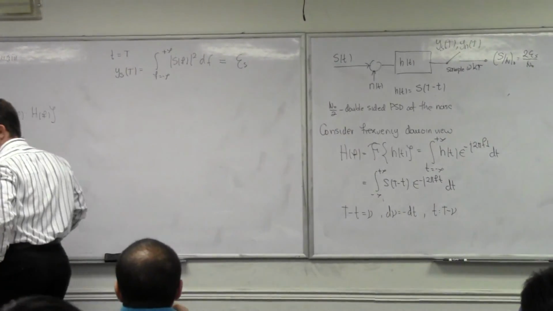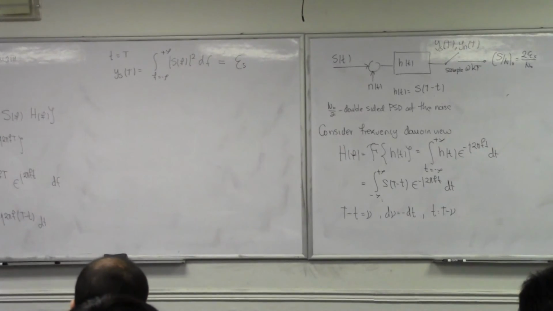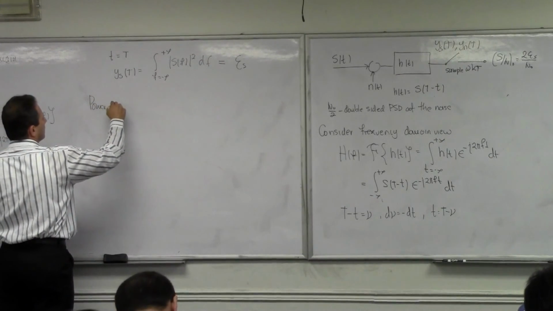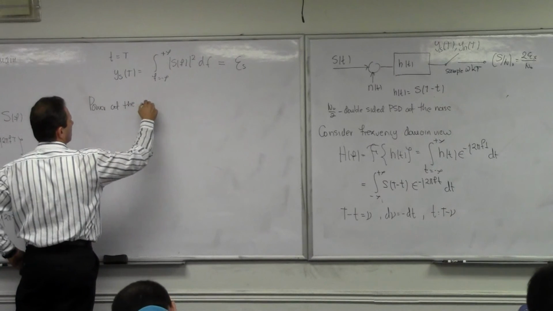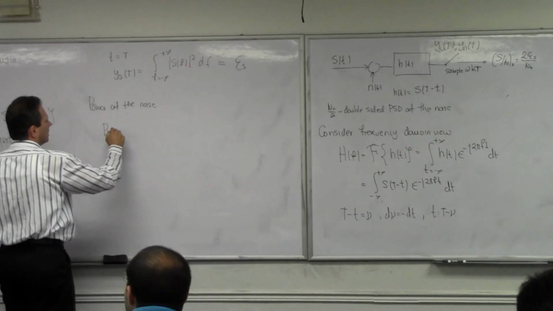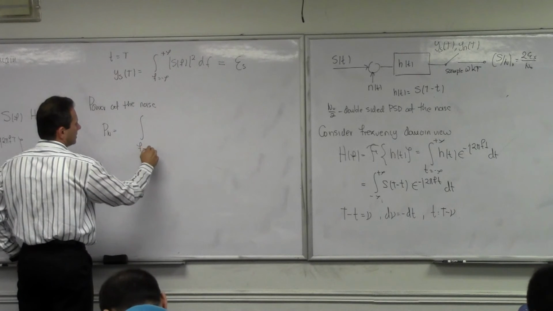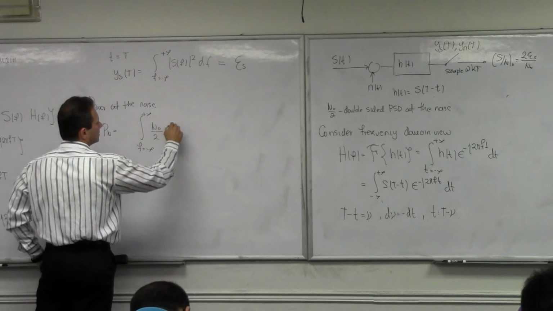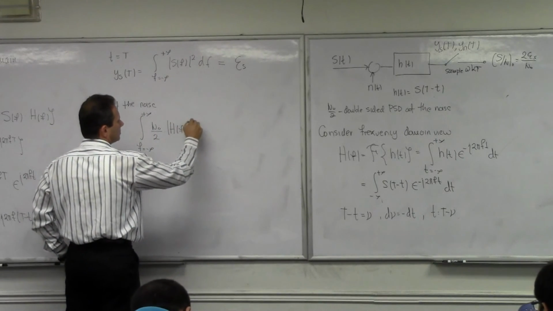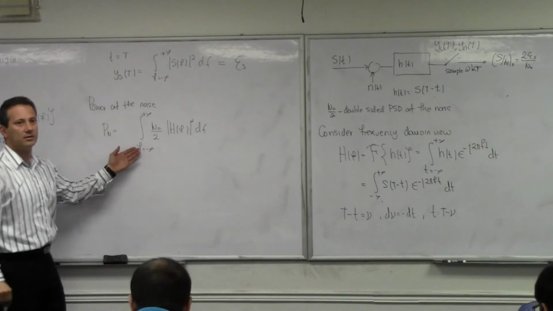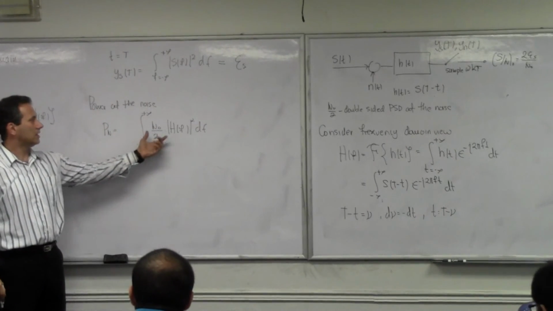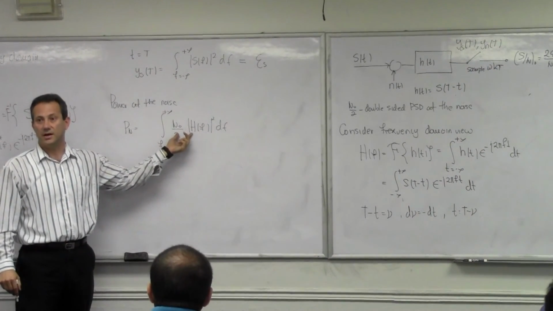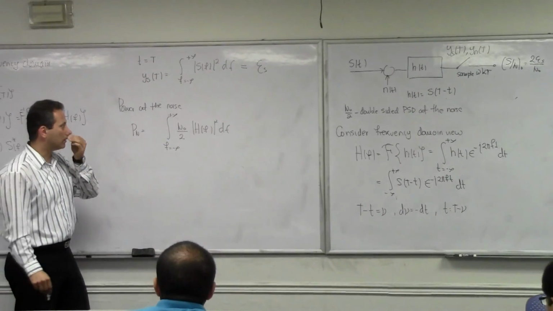Let's look at the power of the noise. I can call it P_n, is going to be the integral when f goes from minus infinity to plus infinity of the power spectral density of the noise times |H(f)|² df. This is what we know about random processes. You take the filter magnitude squared times the power spectral density of the input. That's your power spectral density of the output. You integrate the area under the curve, you get the power of the noise.